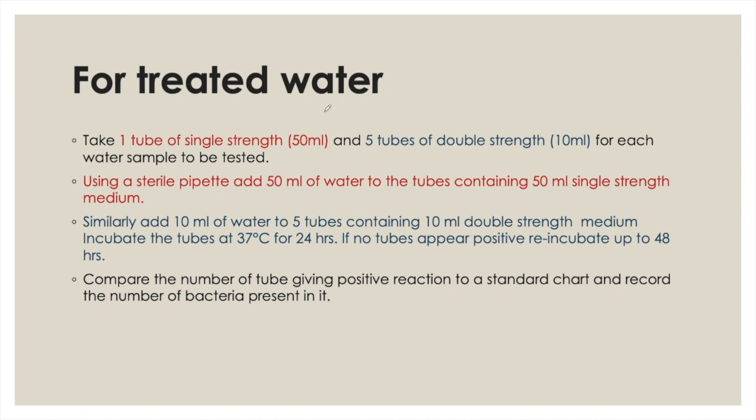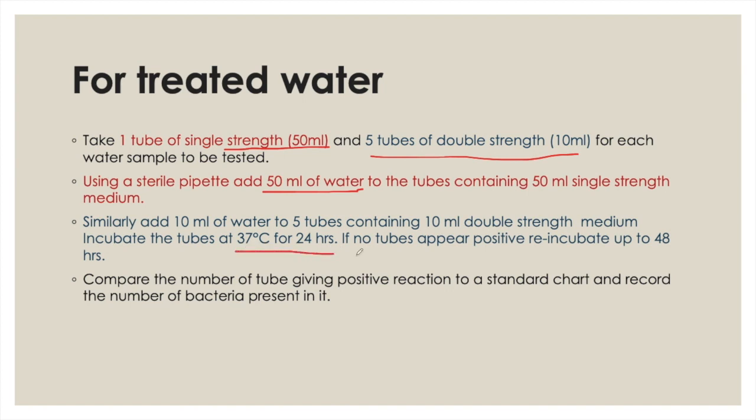Now for treated water, we have the medium. We have already seen in the preparation of medium, we have 1 tube of single strength 50 ml and 5 tubes of double strength, that is 10 ml, for each water sample to be tested. And now using a sterile pipette, add 50 ml of water to the tube containing 50 ml of single strength medium. Similarly, add 10 ml of water to each of the 5 tubes containing 10 ml double strength medium. And we will incubate the tubes at 37 degrees Celsius for 24 hours.